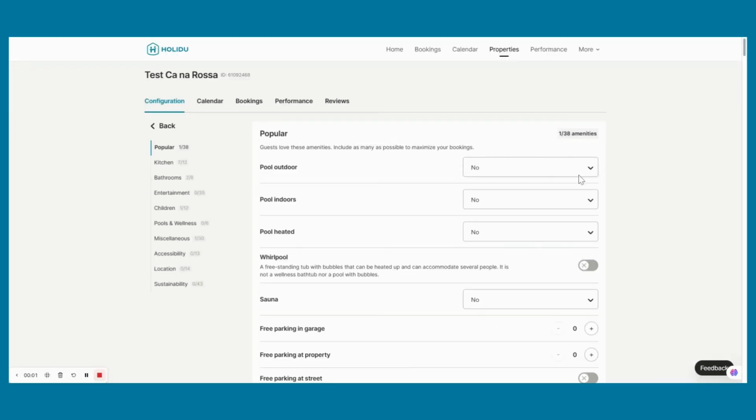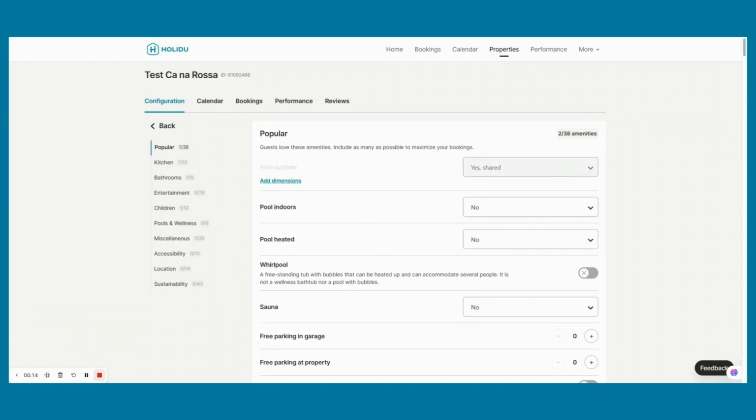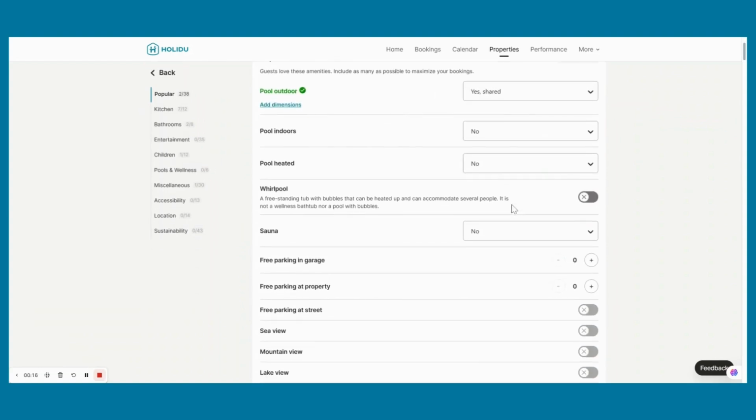When it comes to configuring shared and/or private amenities, please consider these points. If your property features a pool but is part of a multi-property location where all guests have access, the pool should be designated as shared rather than private. Amenities should only be configured as private when only one property has access to them.